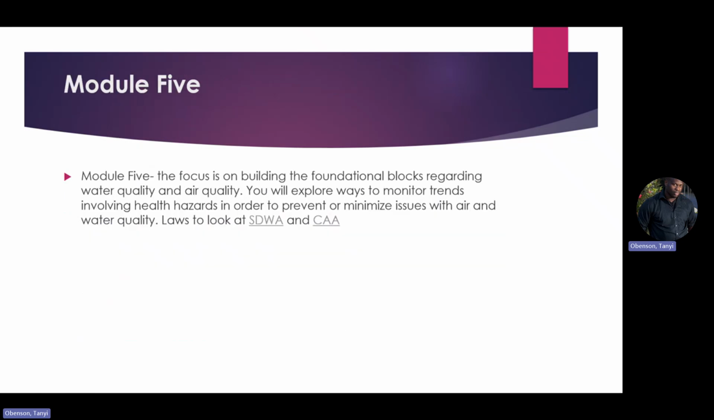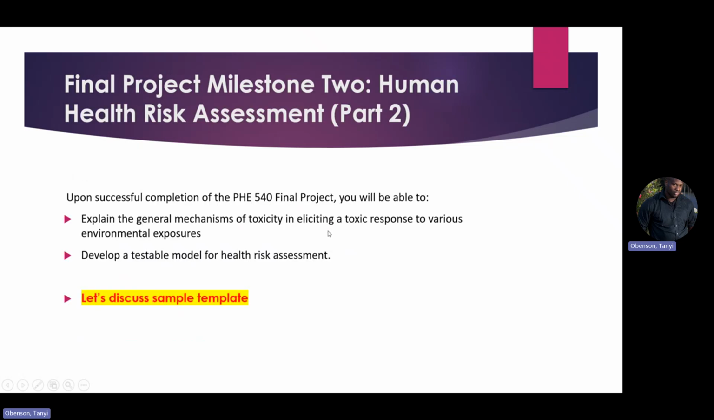Moving on, module 5, the focus is on building the foundational blocks regarding water quality and air quality. You will explore ways to monitor trends involving health hazards in order to prevent or minimize issues with air and water quality. Take a look at the Safe Drinking Water Act as well as the Clean Air Act. You can go on Google and find that information.